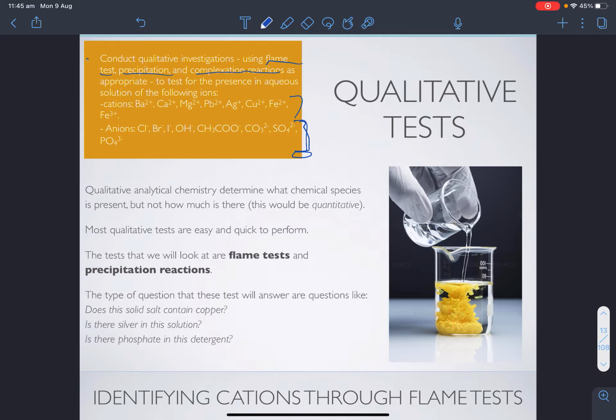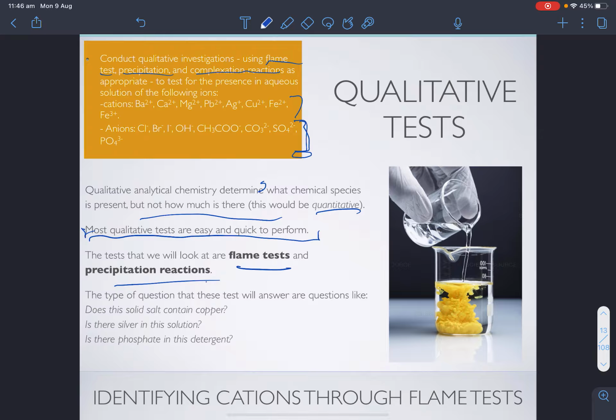Okay, so qualitative tests, I've just given an overview here. Qualitative analytical chemistry determines what chemical species is present, but not how much is there. This is quantitative. Most qualitative tests are easy and quick to perform. So flame tests and these precipitation reactions, very quick. We're going to put the complexation in with the precipitation because it's quite similar.